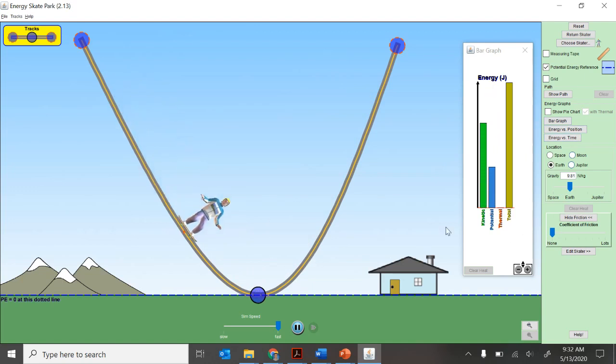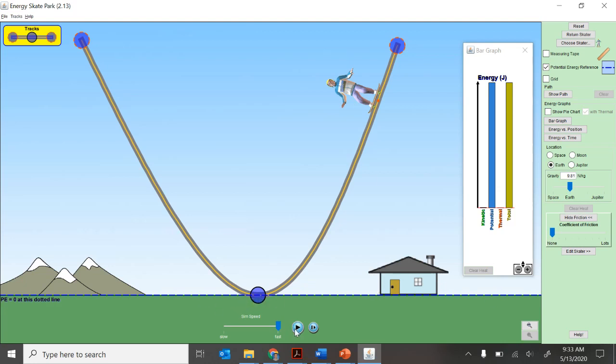The potential energy of this skateboarder, same thing, we can pause at the top and look. At the top, the skateboarder is going to have maximum potential energy because he's the highest he can be above this dotted line. I'm hoping that you can see that on your screen. So PE equals 0 at this dotted line. This is that reference line, or reference point, that I was talking about in the formula for potential energy.